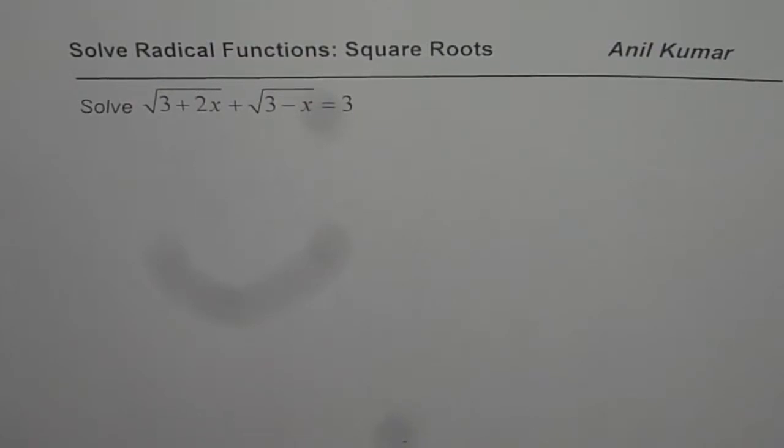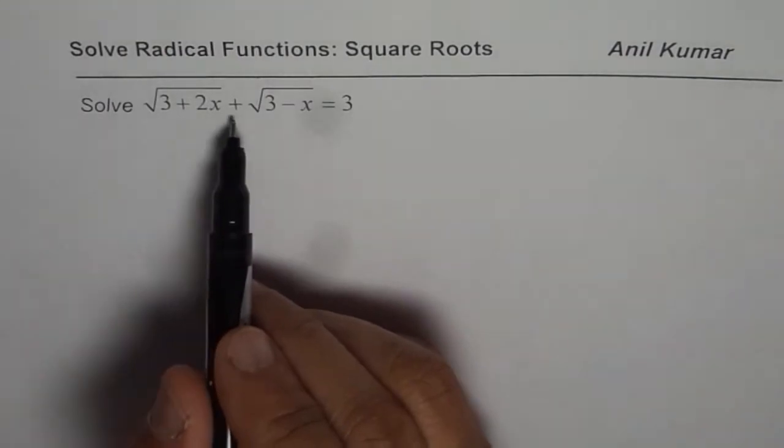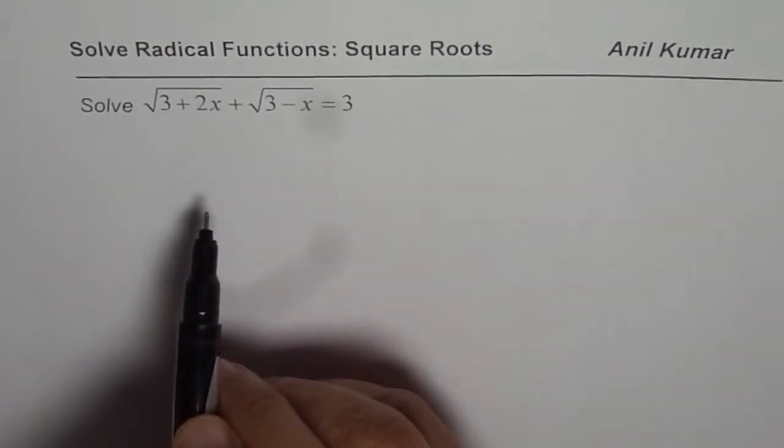I'm Anil Kumar. We will solve a radical equation which has square roots in it. There are two terms with square roots in this equation. Let us solve the equation: square root of 3 plus 2x plus square root of 3 minus x equals 3.